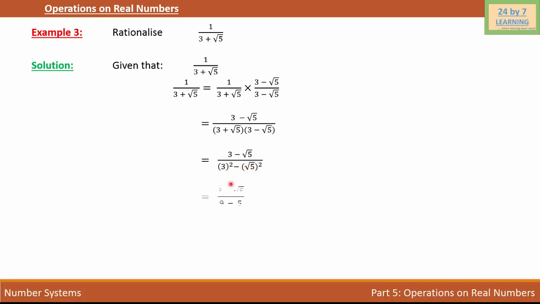So 3 square is 9. So we'll write 9 minus square root of 5 square, which is 5, which is over here. So we will write the whole expression as 3 minus root 5 over 9 minus 5. And 9 minus 5 is 4. So we can write the expression as 3 minus root 5 over 4. Now let's divide each term individually. And if we do that, we will write 3 over 4, which is over here, minus root 5 over 4, which is over here. And this is how we will rationalize any given expression.